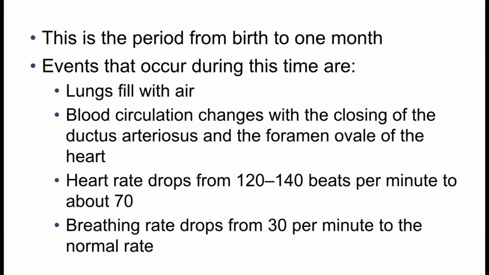So if a baby's in utero, there is no blood going to the lungs. It's being shunted by those 2 openings, the foramen ovale and the ductus arteriosus. Heart rate then starts to drop from 120 to 140 beats per minute to about 70 beats per minute. And breathing rate goes from 30 a minute to normal. Normal is about 6 breaths a minute.